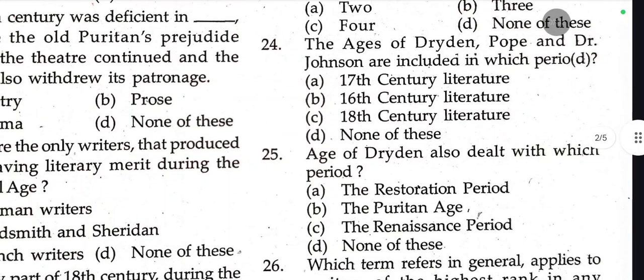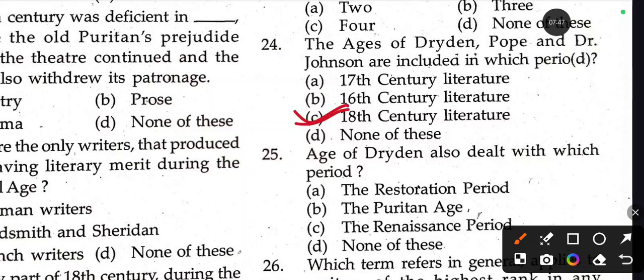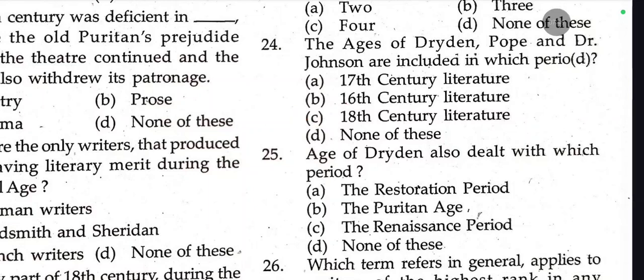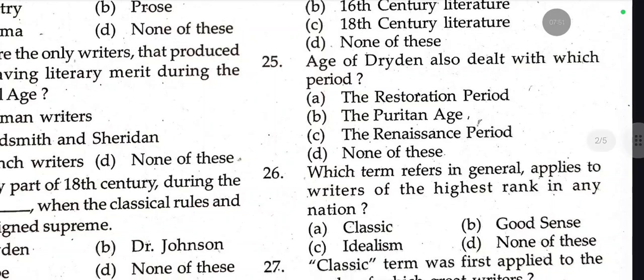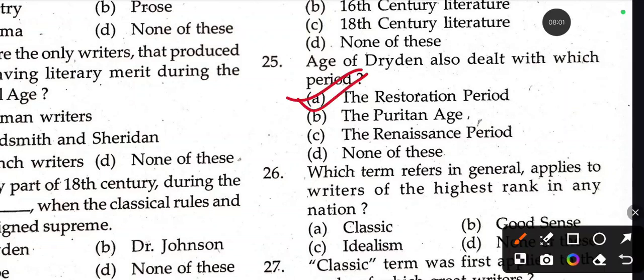Question number 24. The age of Dryden, Pope and Dr. Johnson are included in which period? Age of Dryden, Pope and Dr. Johnson included in 18th century. So it is a common question that can fall. Question number 25. Age of Dryden also dealt with which period? It is also dealt with Restoration period.